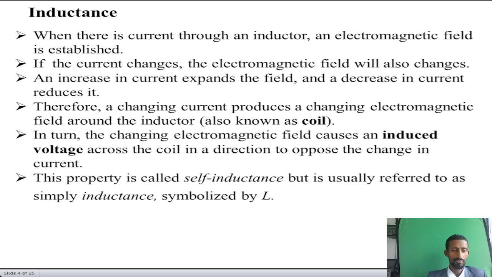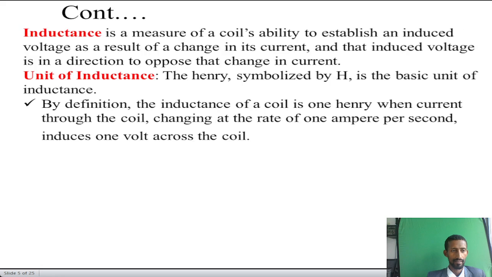The property of such a material is called self-inductance, but usually referred to simply as inductance, and we symbolize it by a capital letter L.